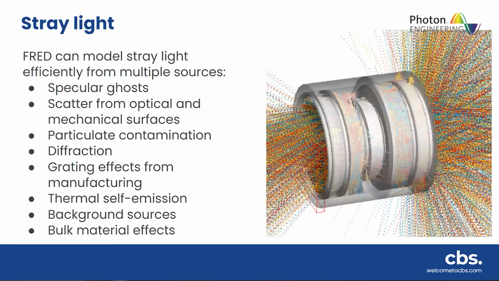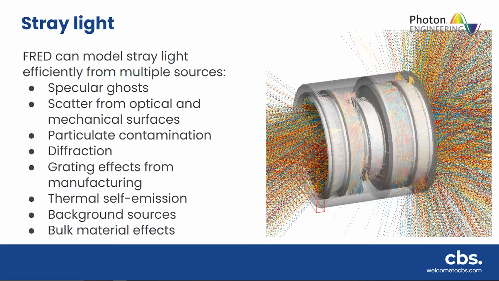So Straylight, first of all, what is it? Straylight is unwanted light in your optical system, and that can come from different sources. It can come from specular ghosts. That's light that reflects from transmissive surfaces. It can come from scattering. The scattering can be on the optical surfaces. It can be on any other surface too. Optical systems can have dust or particulates that actually scatter light.